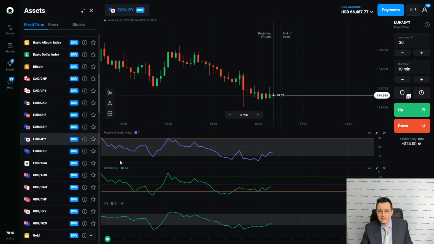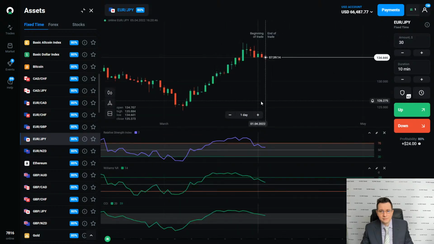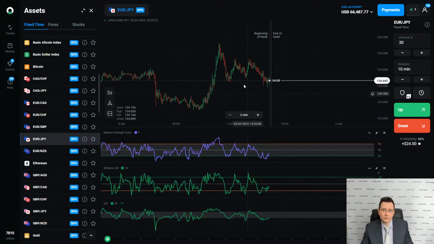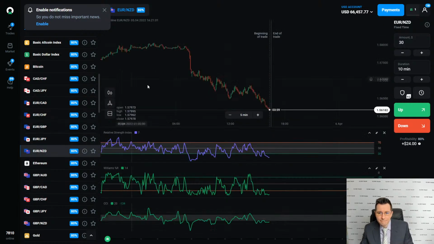Alright, so euro yen. Looks like we may have missed the entry point for the euro yen already. I don't know. It looks like that support held. Ooh, I want to take this trade for sure. So you guys see how we are going in line with the global trend. Another flag pattern, support level held, 10 minutes, amount of $30, opening up in the up position. So the euro yen is our first trade for the day.